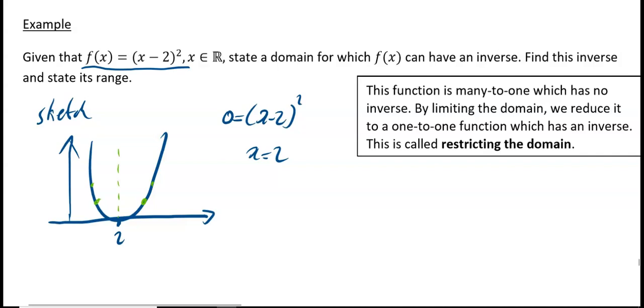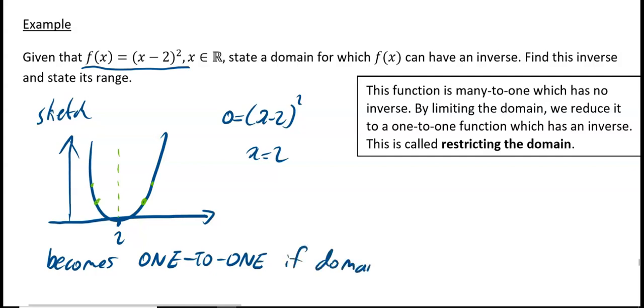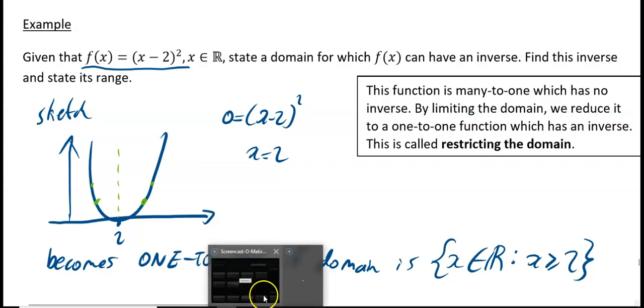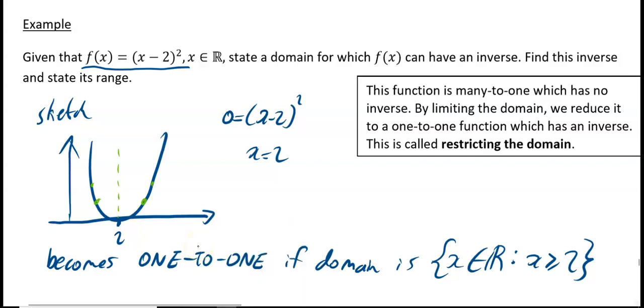So we're just going to say this graph becomes 1 to 1 if the domain is restricted. So the domain is x, still belonging to the set of reals obviously, such that x is greater than or equal to 2. So we have to think how we restrict it so that it becomes a 1 to 1. So that's what we've done.